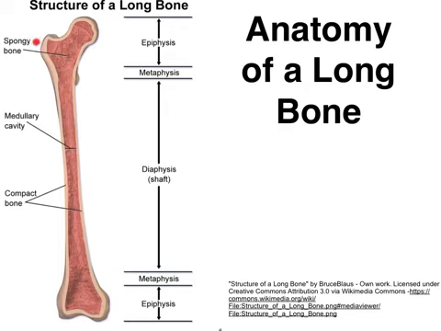Now these knobs at the end, or we often call them extremities, we refer to as the epiphyses. And that's the plural version. So we have one epiphysis, and then we have two epiphyses. And depending on which epiphysis we're talking about, we might call it the proximal versus the distal epiphysis, depending on what end of the bone it is located on.